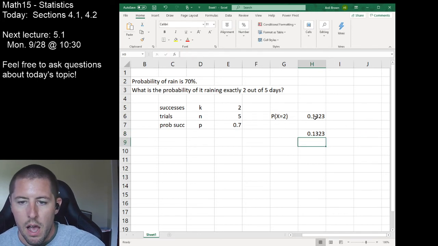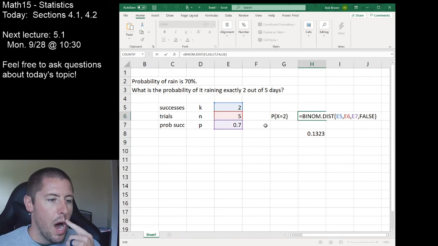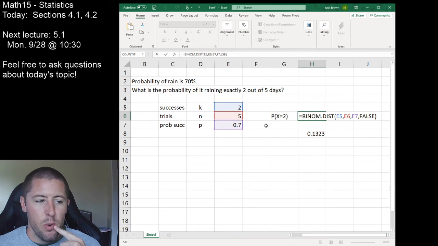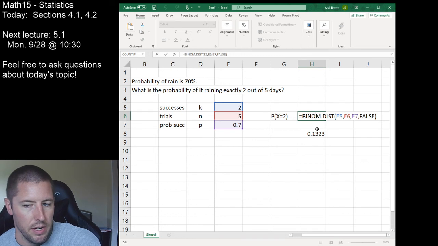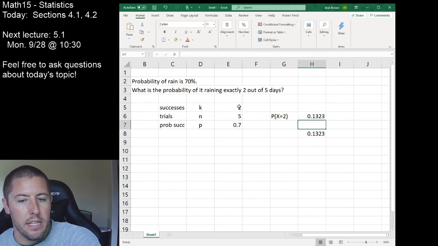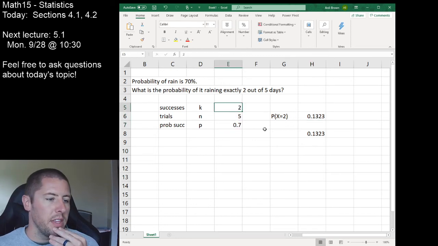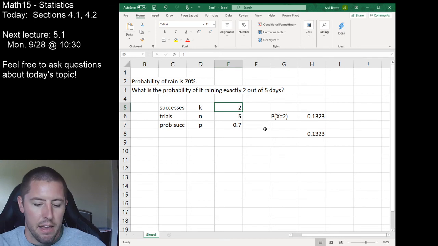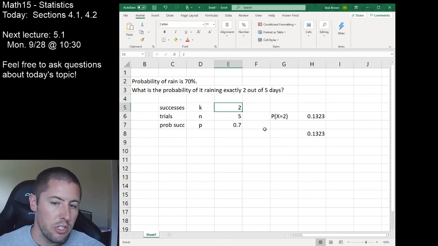So this is really the way that I think is better, and let me show you why. The reason this is better is because if you want to screw around with this a little bit, the structure of your computation is already built to be this. So now I can change things. If I now wanted to say, you know what, I was actually interested in the probability of 3 days of rain out of 5, I can just change this 2 to a 3, and it will auto-update my new probability over here.